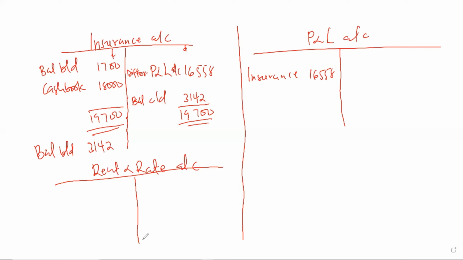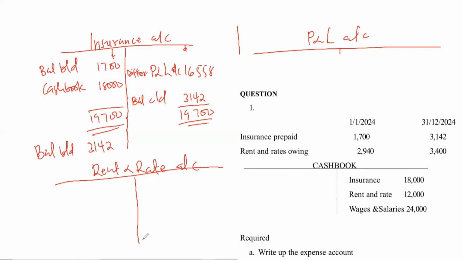What you need to ask yourself is, rent and rate owings, is it an asset or a liability? Expenses owing is always a liability, and all liabilities have a credit balance. So rent and rate owings will always have a credit balance, which means the opening balance will be on the credit side.